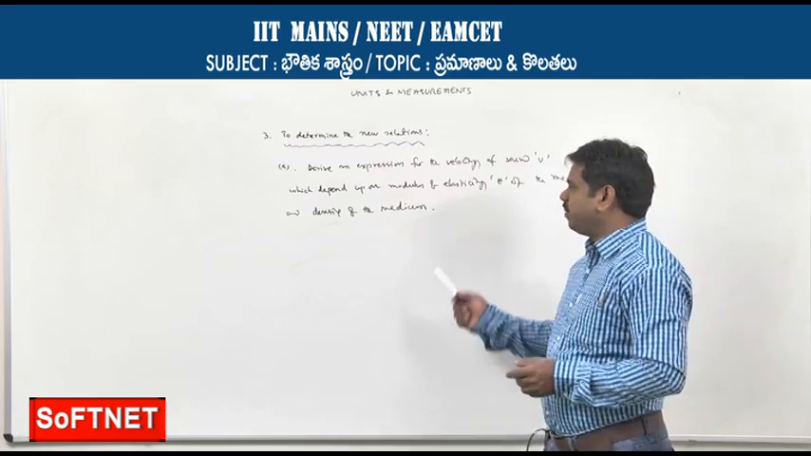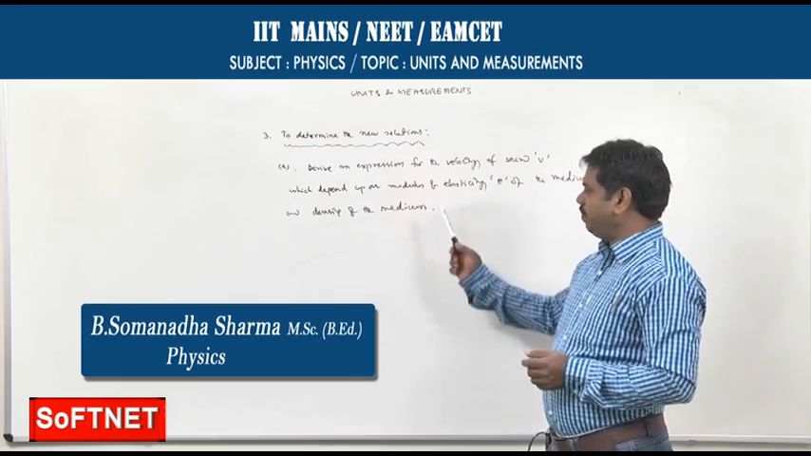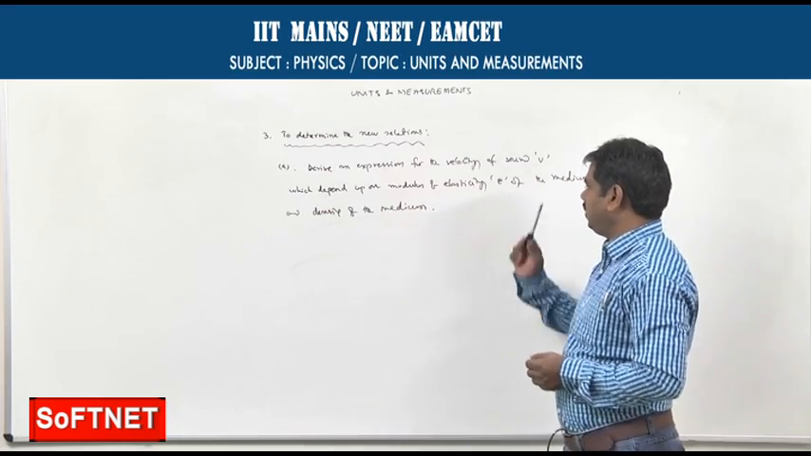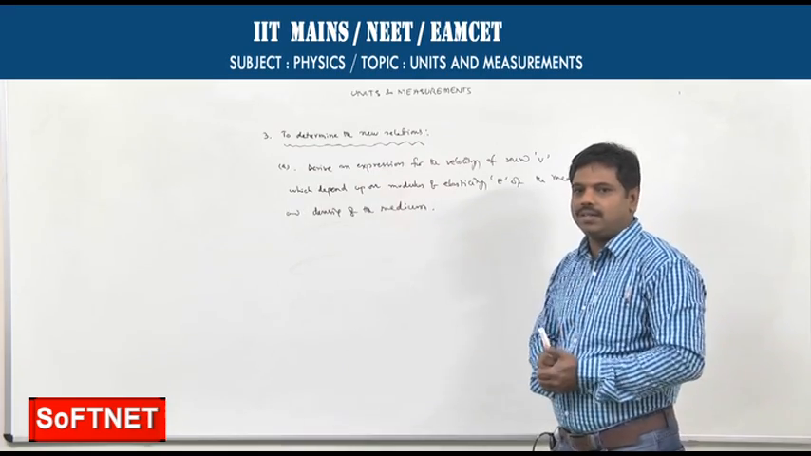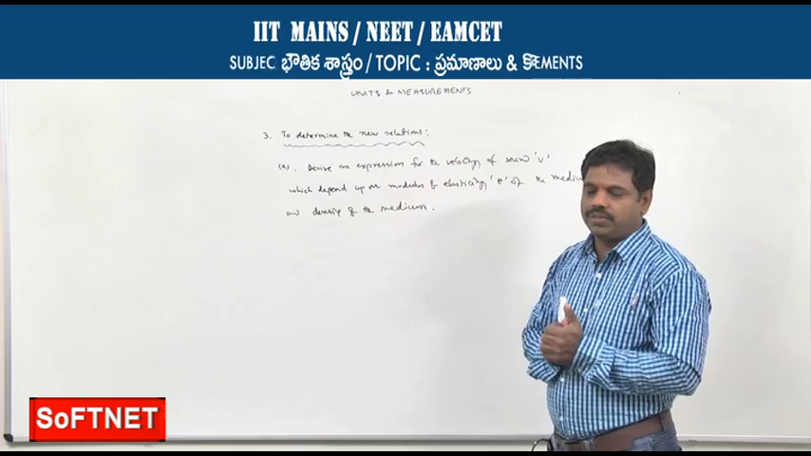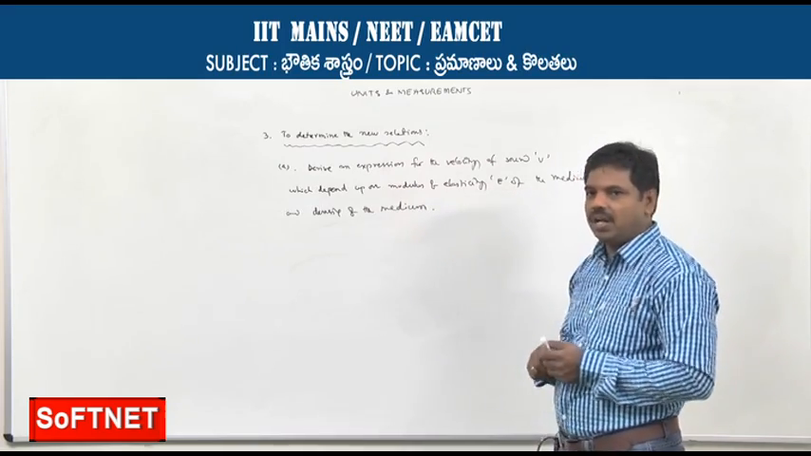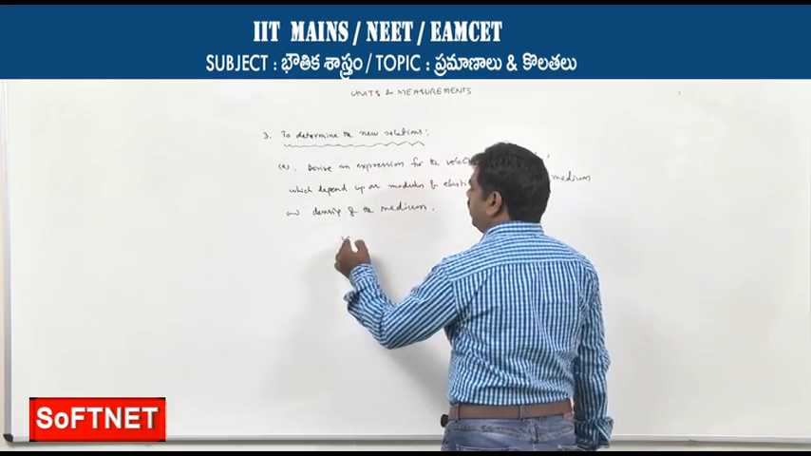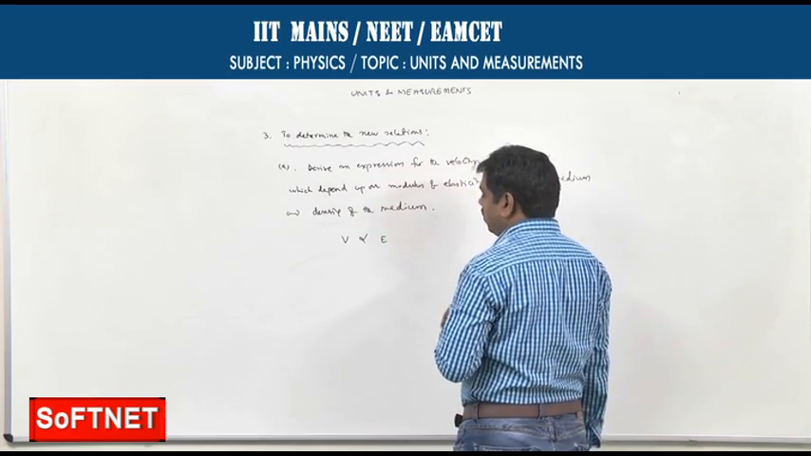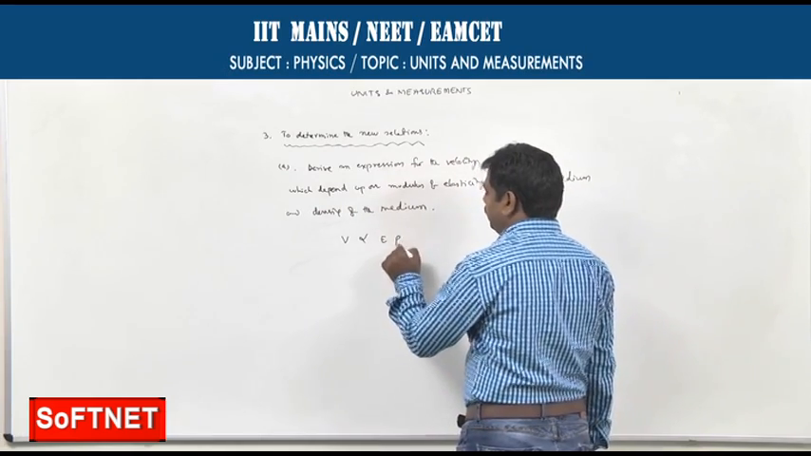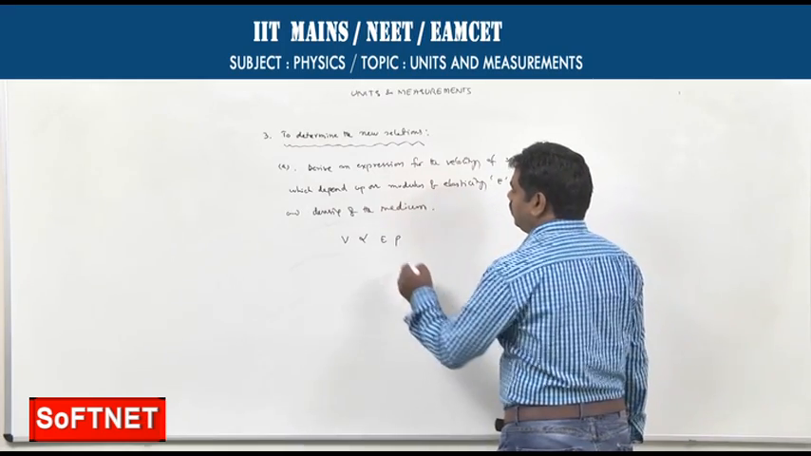Here experimentally it was observed that the velocity of sound in a medium depends upon the modulus of elasticity E and also the density of the medium. Now we have to get the relation between the velocity of sound, the modulus of elasticity, and the density. As experimentally observed, the velocity of sound depends upon the elastic constant of the medium and also density, but to what powers it depends was not clear.